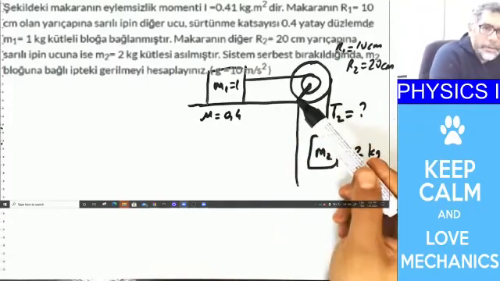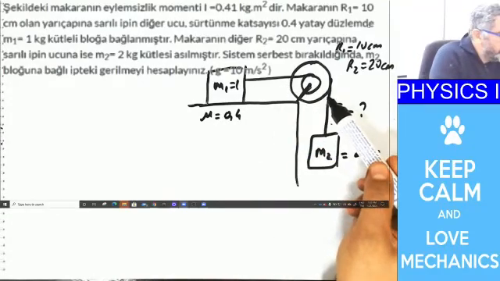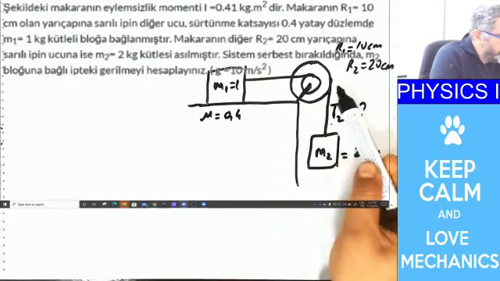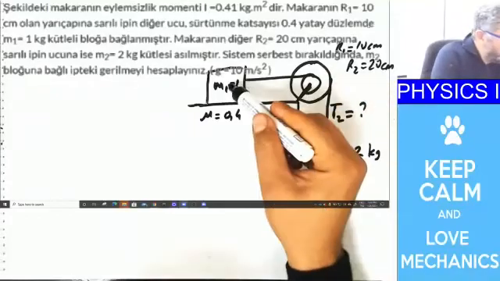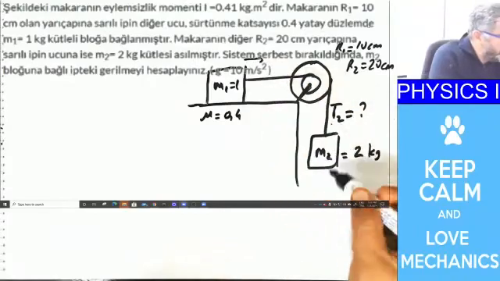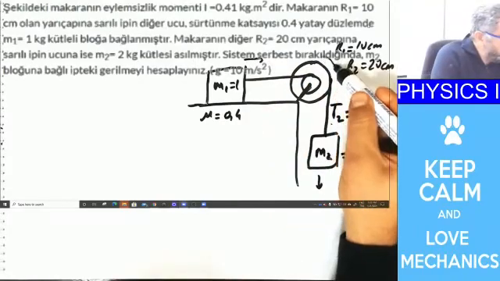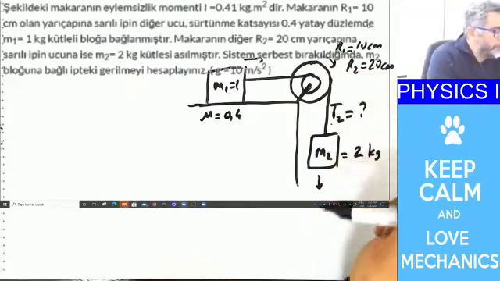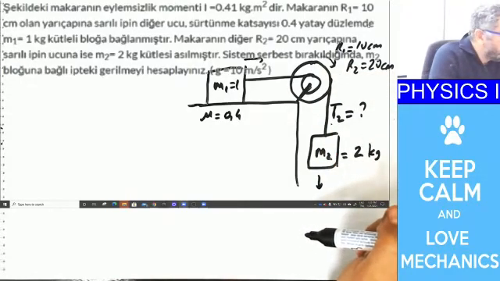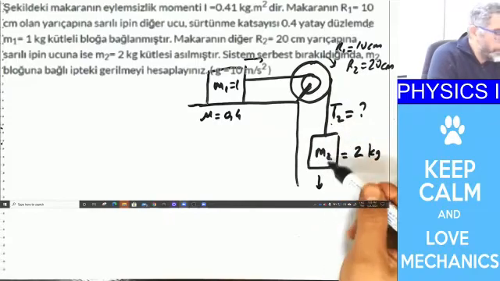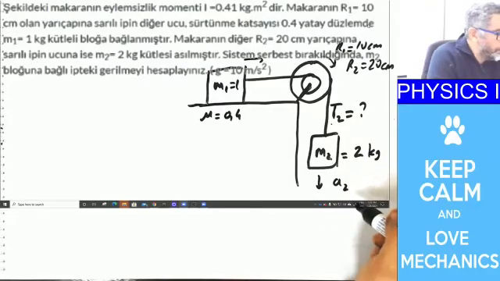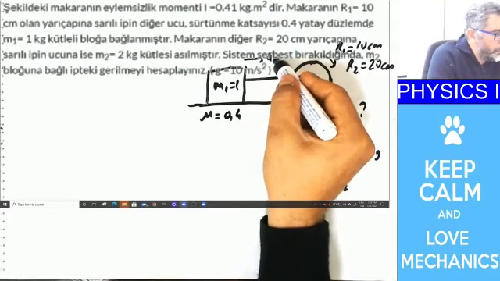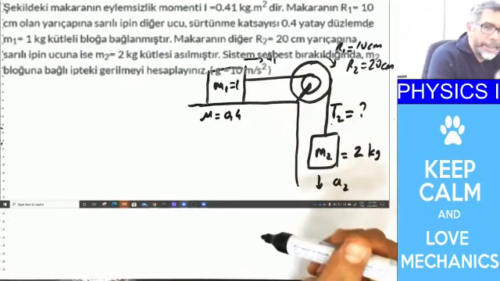Maybe the confusing thing about this problem is that we have this pulley rotation. While M1 is moving toward the left, M2 is going down, and the pulley will rotate in this direction with some omega. As M2 goes down with some acceleration, let's call this A2, M1 will go with some other acceleration, A1.